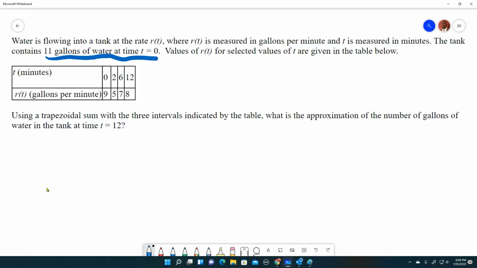For my AP Calculus students, that's something you have to be very careful of, because a lot of times a problem like this will show up as multiple choice. And one of the answers will be the answer from the trapezoidal sum without adding the initial value, which in this case is 11.